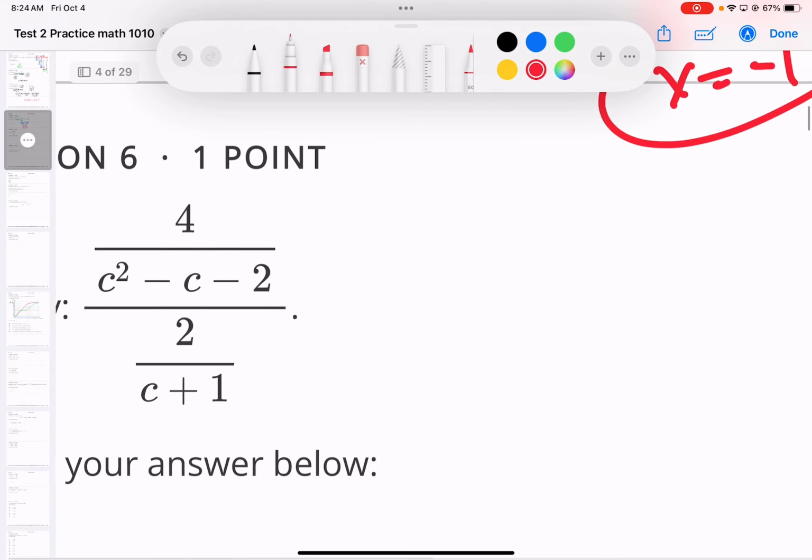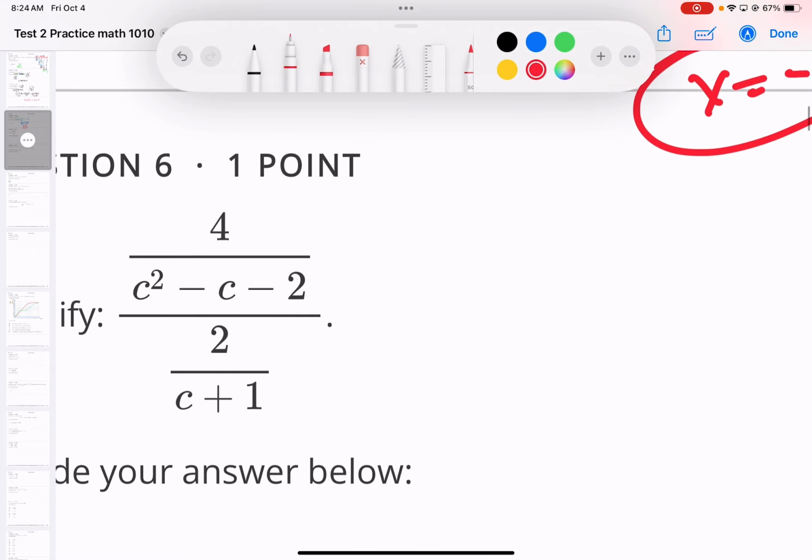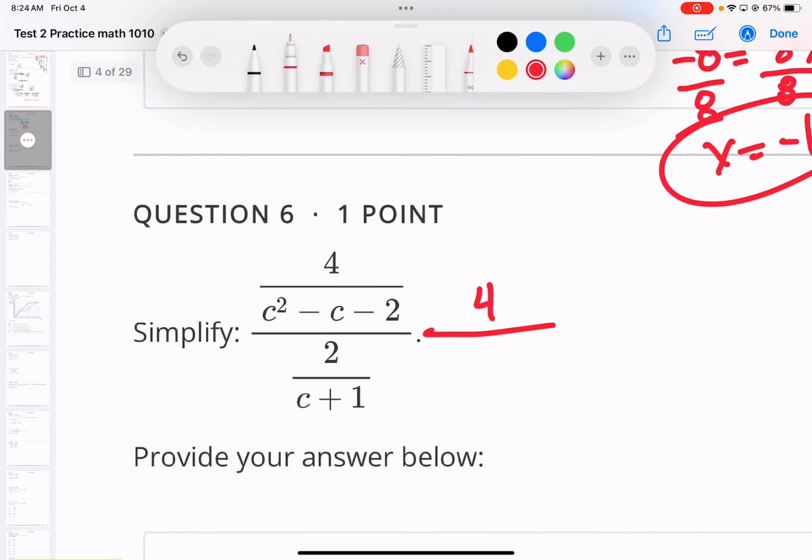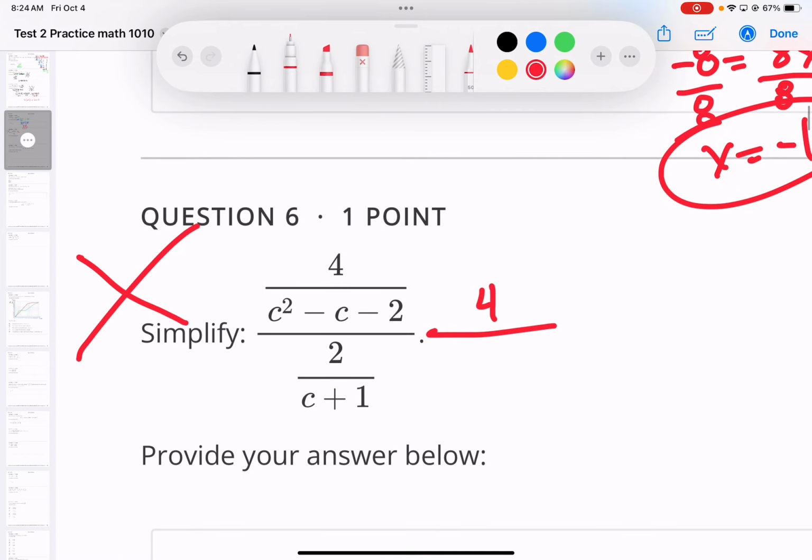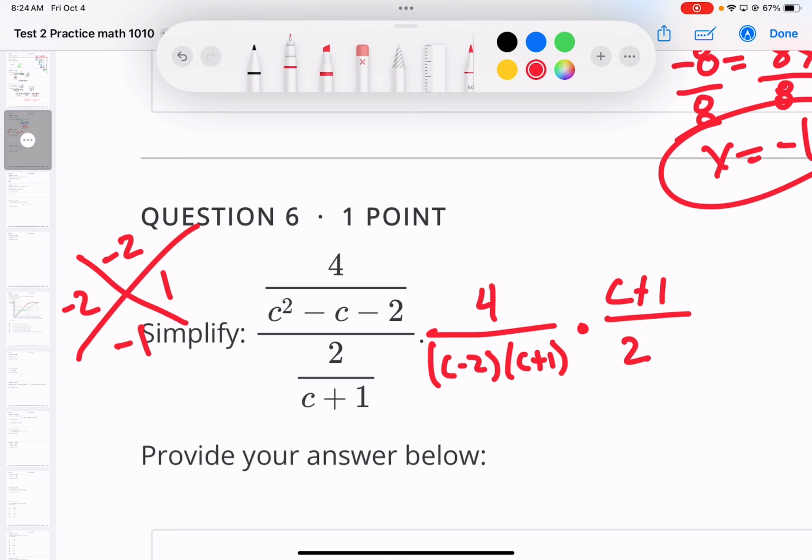Okay, how would you guys go about this one? Copy, dot, flip. I would copy, dot, flip immediately. Yeah. Okay, so I got 4. Should we factor it right now too? Might as well, because we're going to have to, right? So that's a negative 1. So I got negative 2 and 1. So I got c minus 2, c plus 1. And we're going to be multiplying it by c plus 1 over 2.